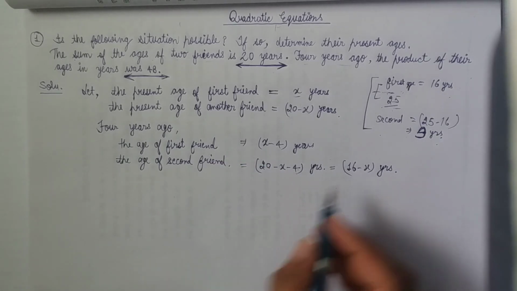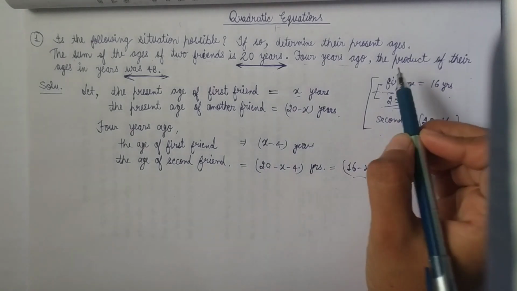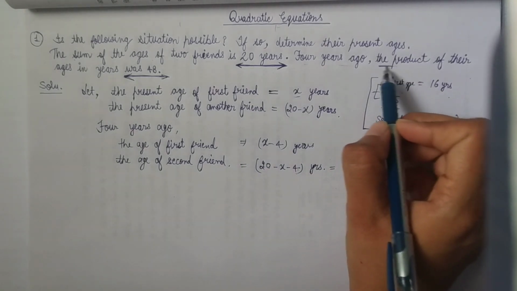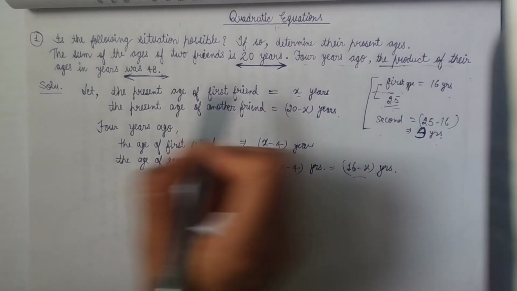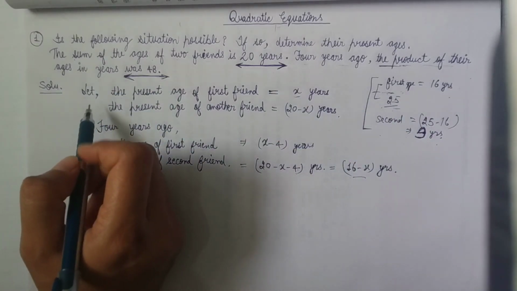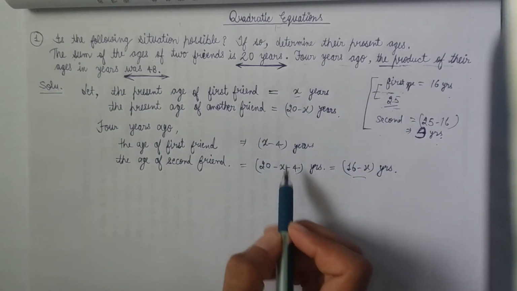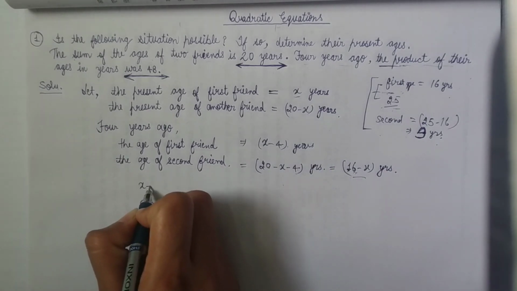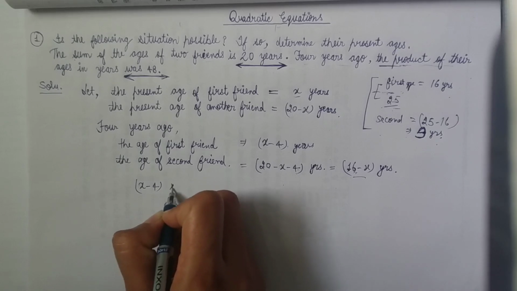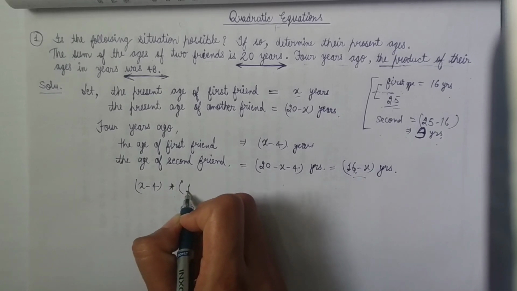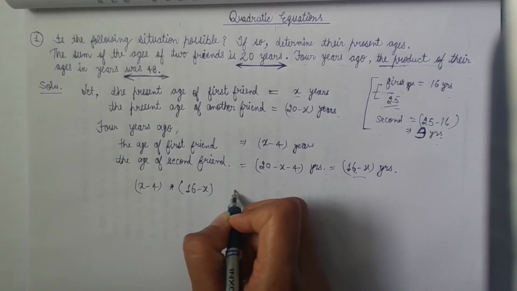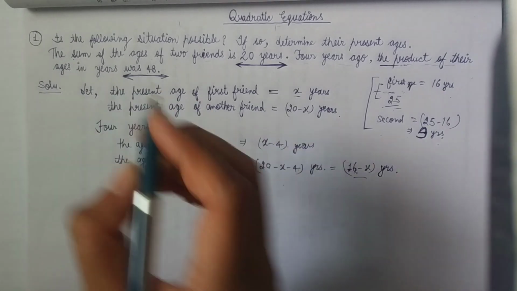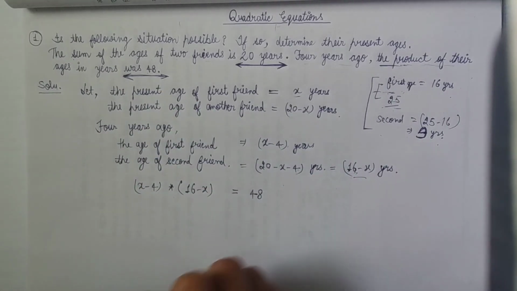The age of the second friend will be 16 minus x here. So we have here that the product of their ages in years was 48. So what will we do? 4 years ago, so then we will multiply these. The product is given here, so (x minus 4) multiplied by (16 minus x) will be equal to what? 48, because the product is given here.